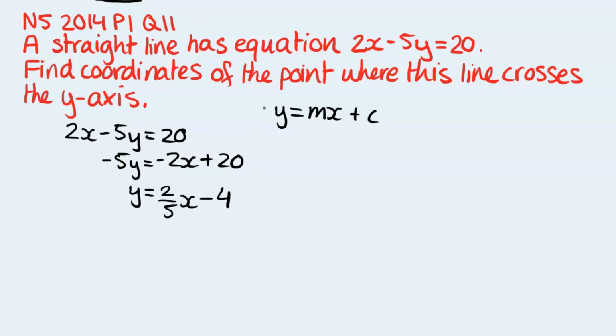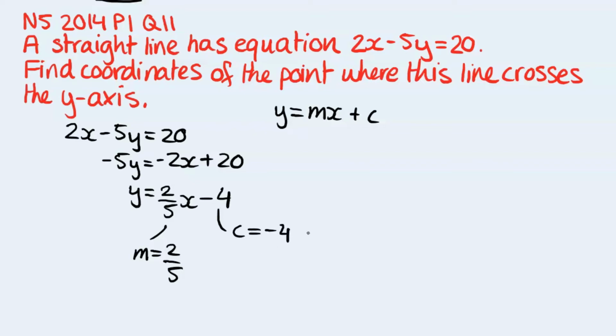Now we've been asked to find the coordinates of the point where this line crosses the y-axis, okay? So the number in front of the x, well that's the gradient, so m is equal to 2/5. But we're not asked that, we're asked for the coordinates of the point where this line crosses the y-axis, so this is the bit we're looking at. So we know c is equal to minus 4, okay?